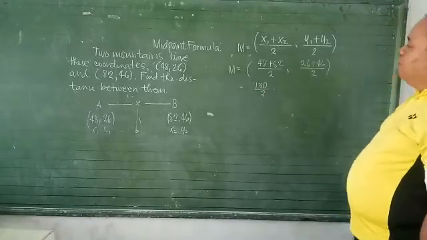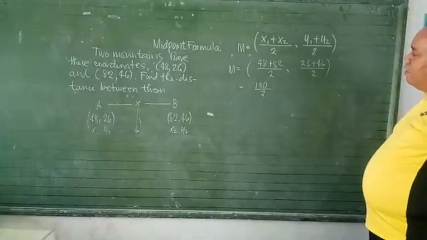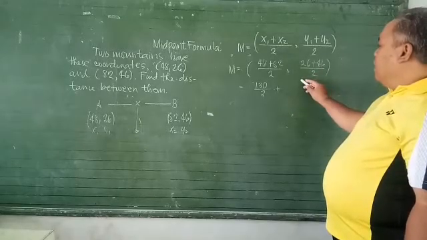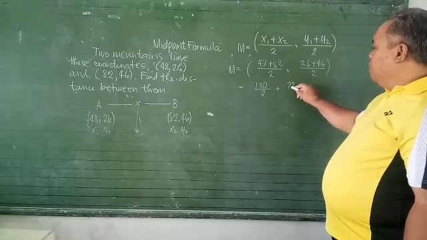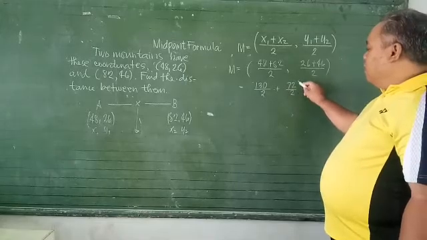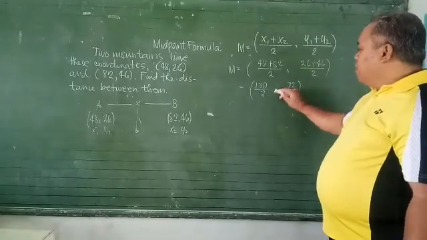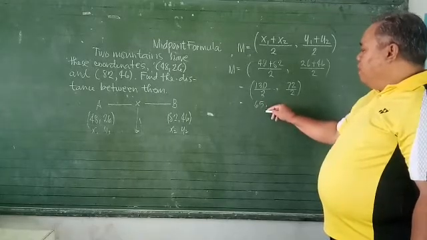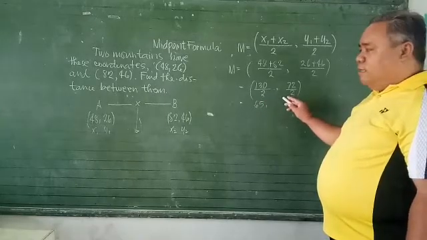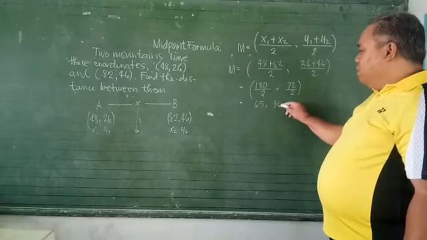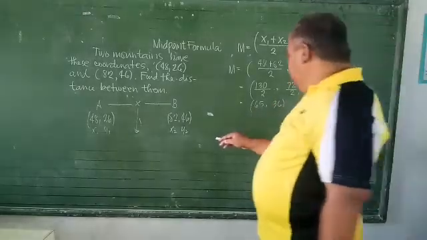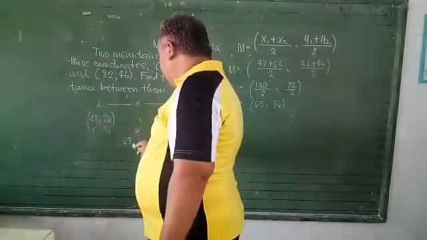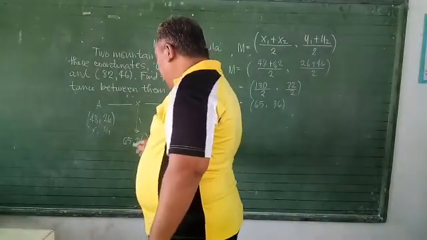So this is 48 plus 82, that is 130 over 2. Diba? That is 65. The other one is 26 plus 46, that is 72 divided by 2, which is 36. So the coordinates of the midpoint is 65 and 36. Okay, that is the coordinate.